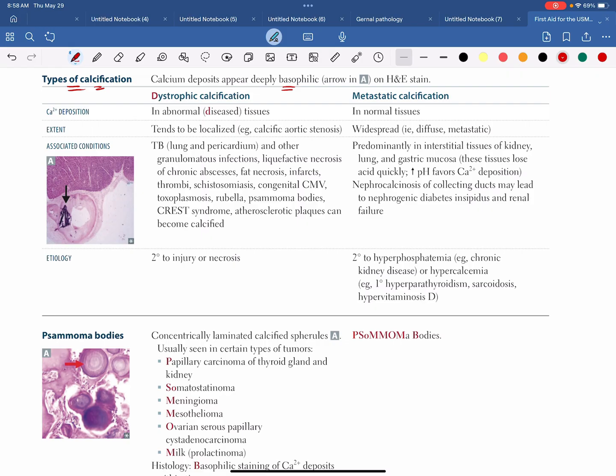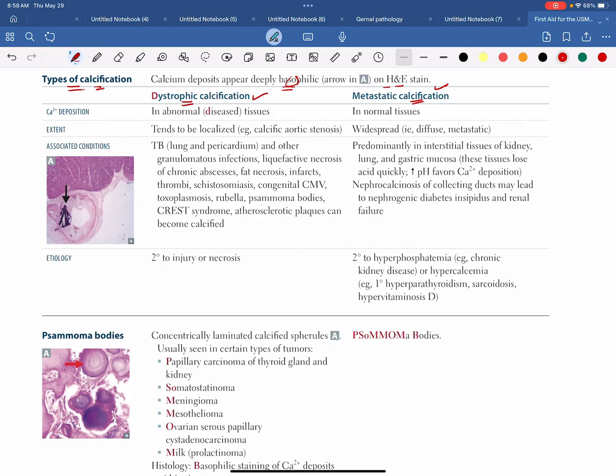When calcium is deposited on a tissue, that tissue will look basophilic on hematoxylin and eosin stain. So this is the staining method which is used to see tissues which have a deposition of calcium. Then after that we have two types of calcification. One is dystrophic and the second one is metastatic calcification.